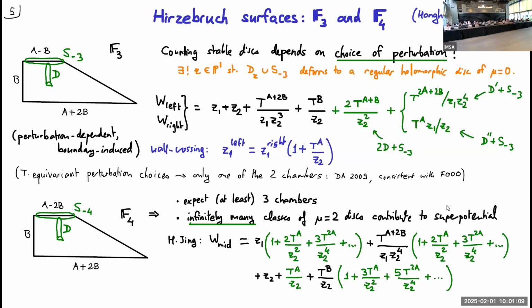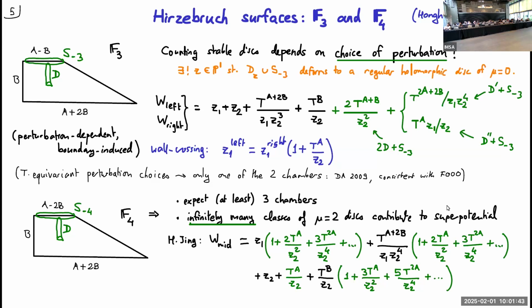And Honghao is also able to calculate the superpotential for the next Hirzebruch surface F4 in one of the geometric configurations that can come up. The expectation is that there are now several walls related to which unions of a double fiber and the exceptional section do deform to a curve of square 0. But anyway, there's one chamber where you can calculate everything explicitly.